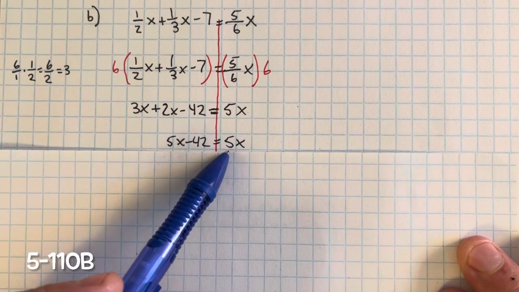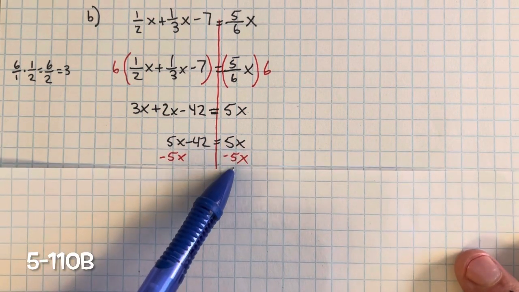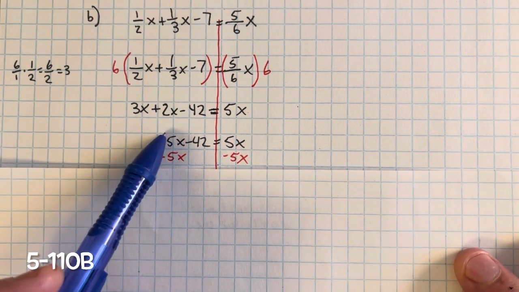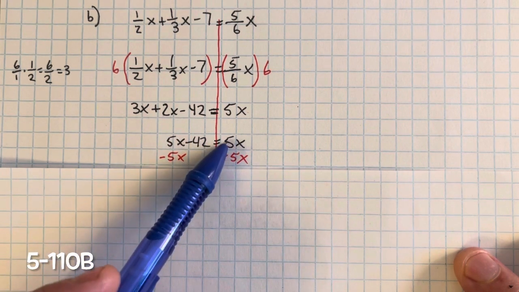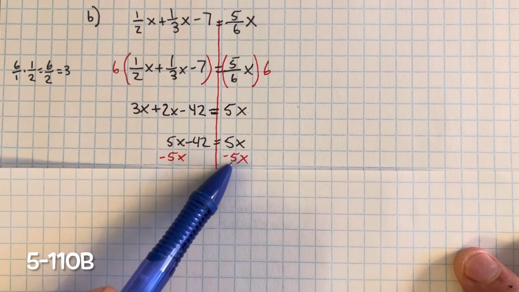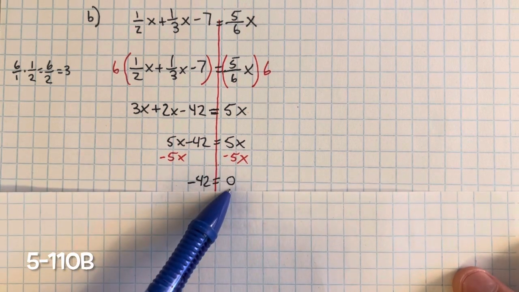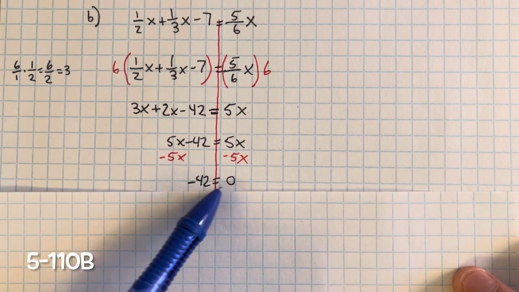Now I'm going to get 5x, or the x's, to one side, so inverse property of addition is subtraction, so I'm going to subtract 5x from both sides. And we created a 0 pair here, and a 0 pair here. 5x minus 5x equals 0. So we get negative 42 equals 0.